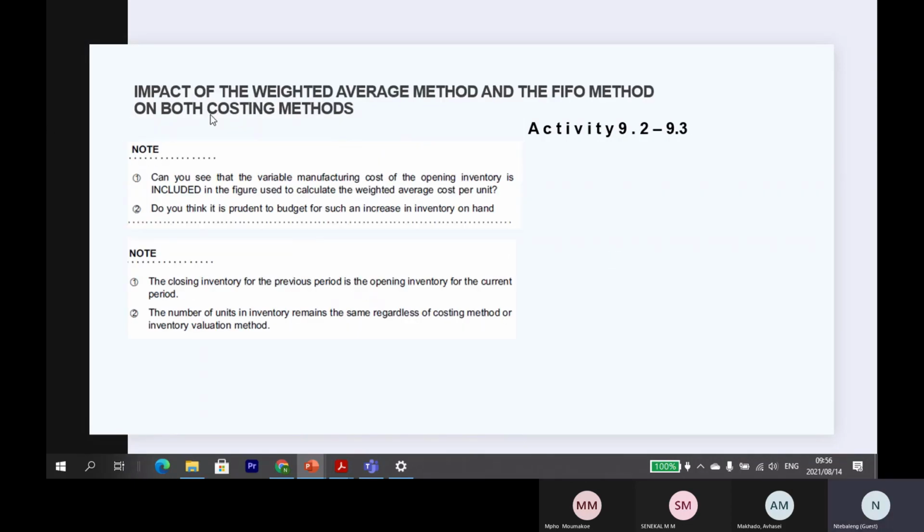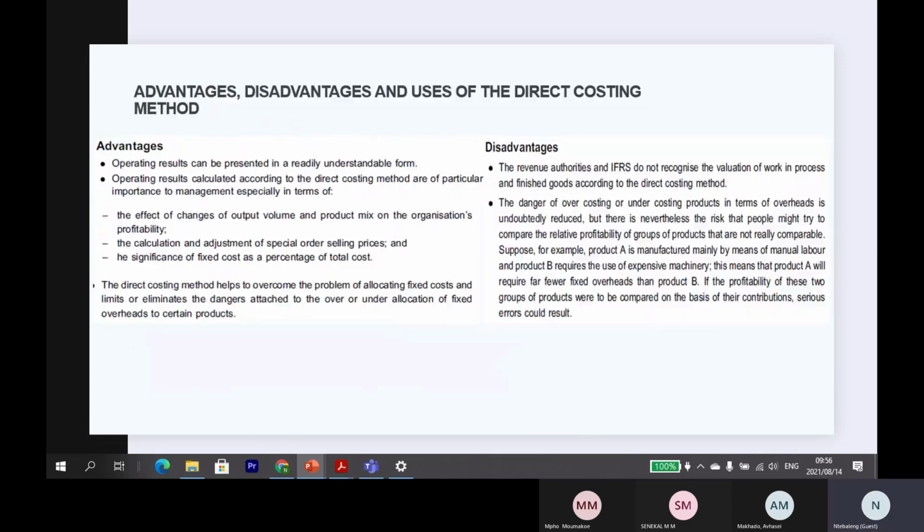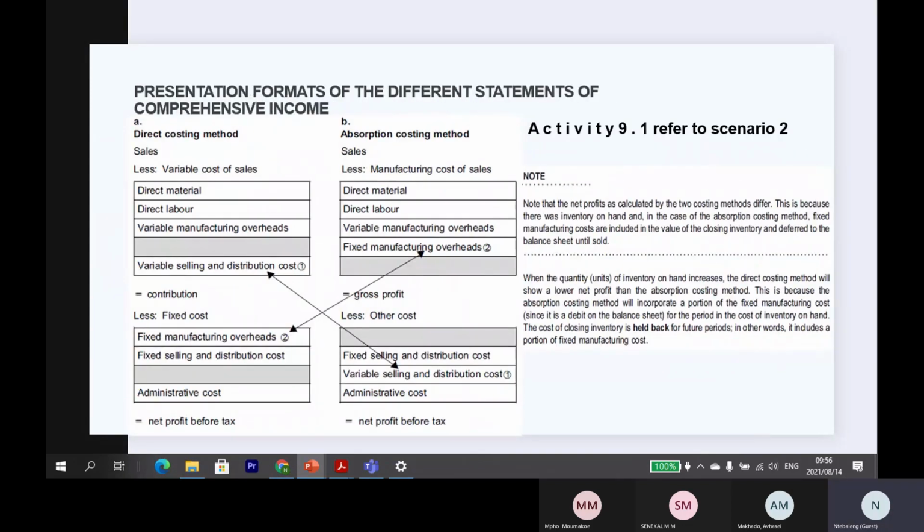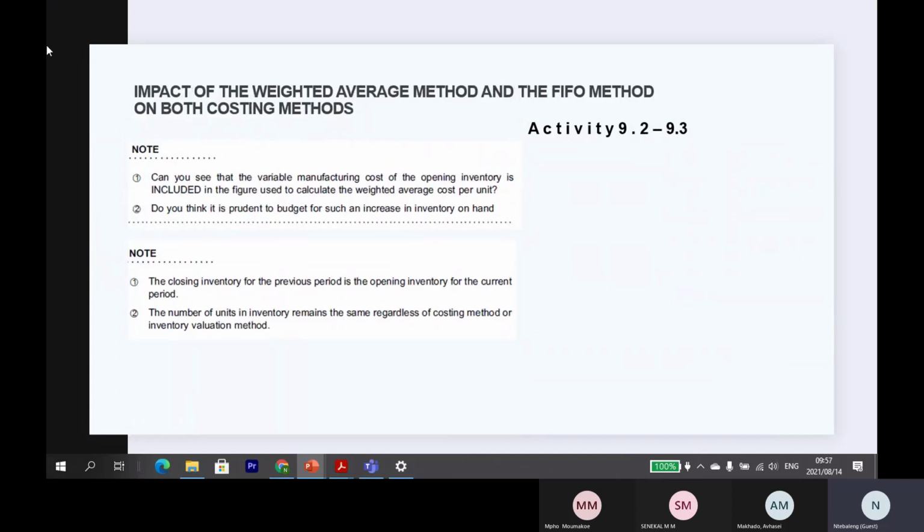We've spoken about them in school. Then the impact of weighted average method and the first in, first out method on both costing methods. The mouthful. Okay, we're almost there because I want us to have time to do the exam question.